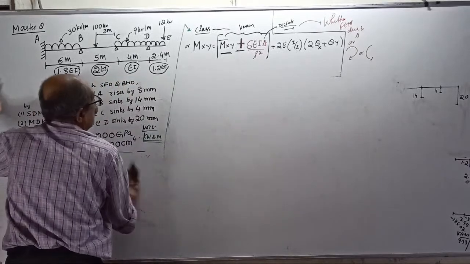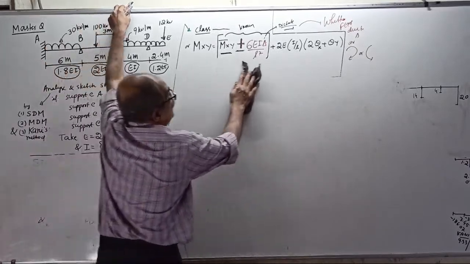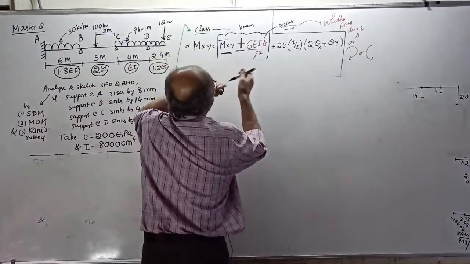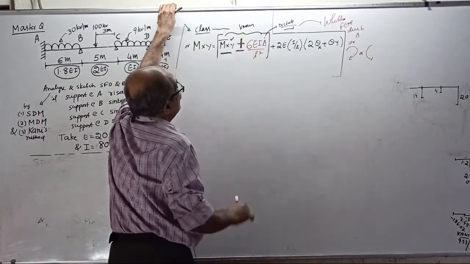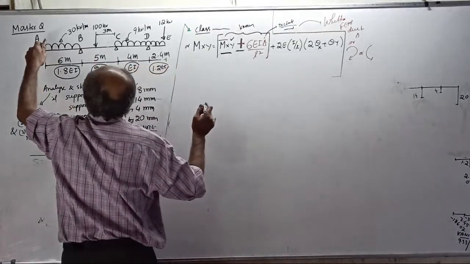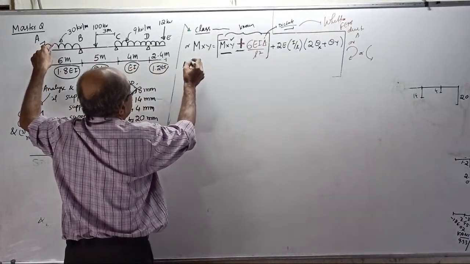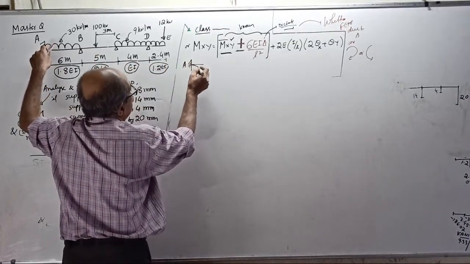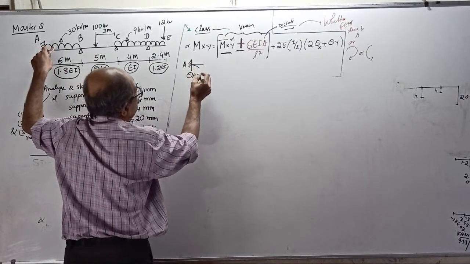Now, one minute, observe correctly. This term is over. Unknown term, you remember first. See, theta A is absolutely fixed. Therefore, theta A equal to 0, over.